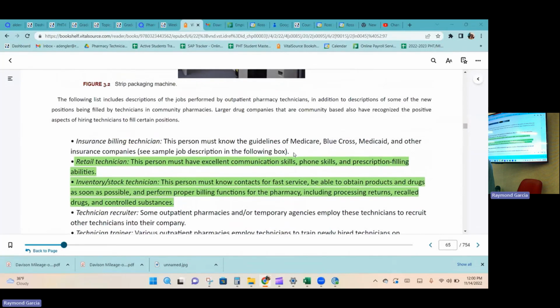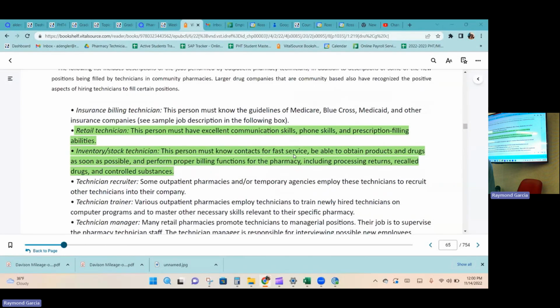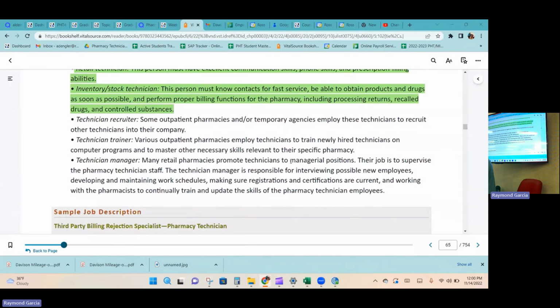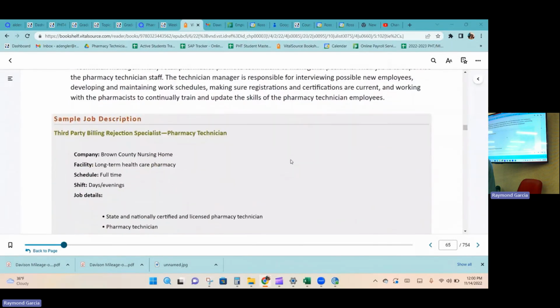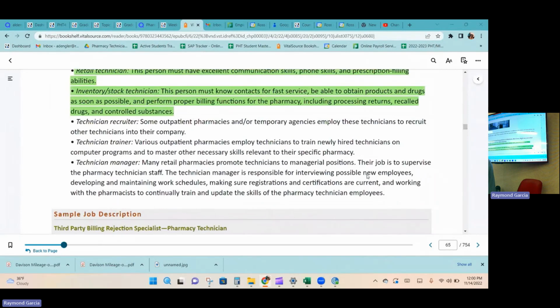So these are some jobs performed by the outpatient pharmacy technicians. So insurance billing technician, retail technician, inventory stock technician, technician recruiter, technician trainer, and technician manager. Here's another sample job description for third-party billing rejection specialist.